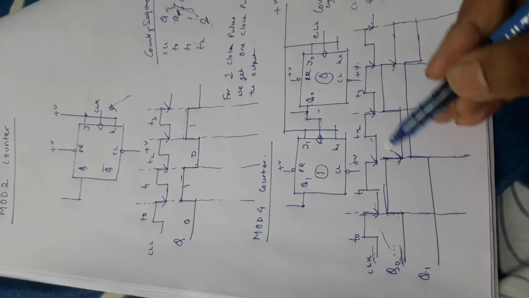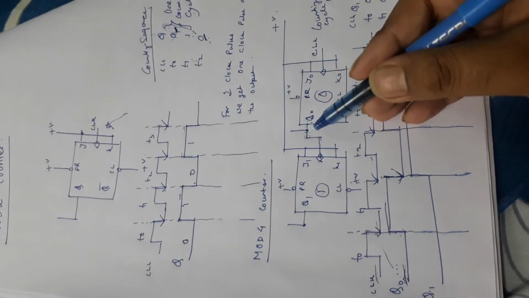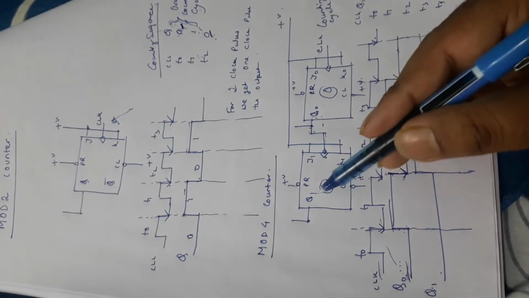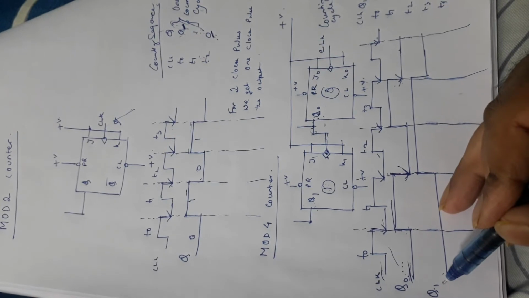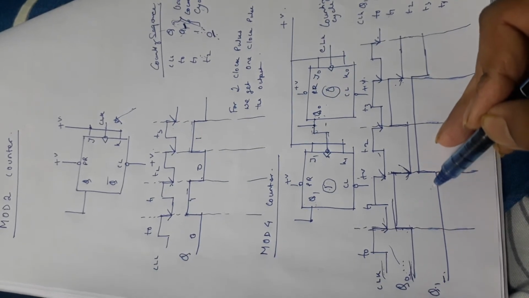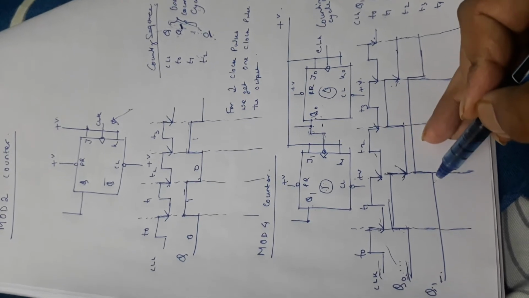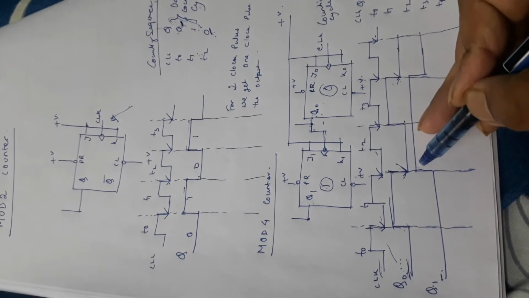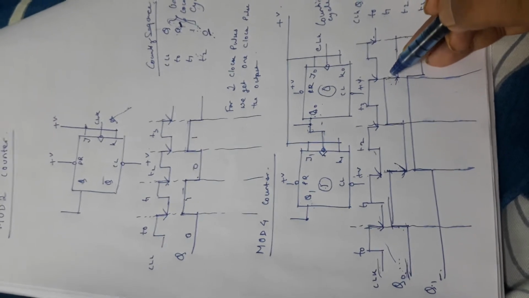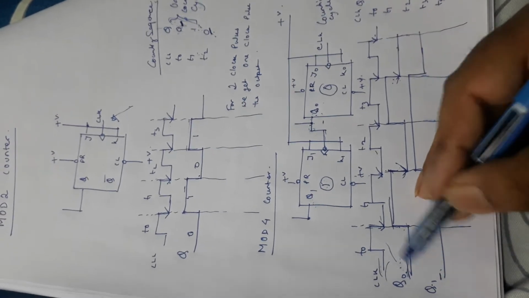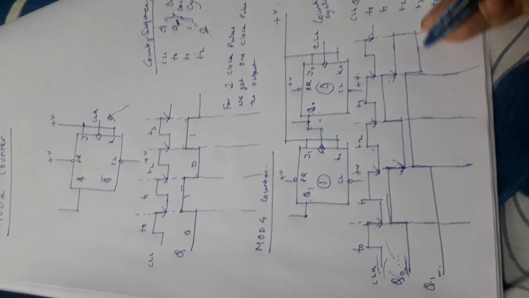Now what is going to happen at the negative edges of Q0? Q1 is going to toggle. Q1 remains low, low, low, and whenever the negative edge of Q0 comes, it becomes high. It keeps high, high, high, and whenever the negative edge comes, because this Q0 is acting as the clock, it becomes low again.